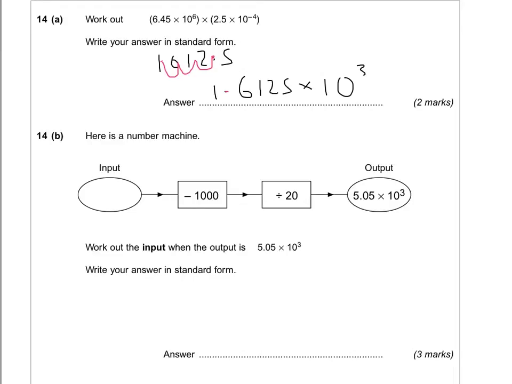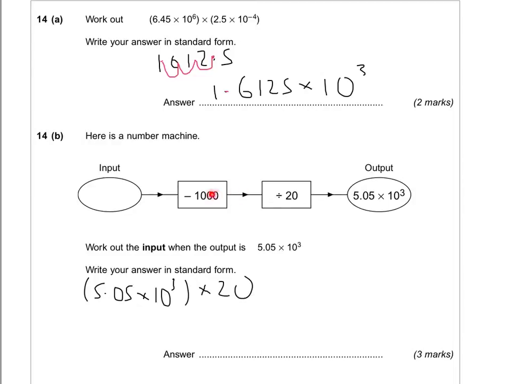14b is giving me a number machine. It's saying some input's been put in, you took away 1,000, divided by 20, and you ended up getting this answer here. So it's asking what was that input that gave me this output. So I'm going to run this machine in reverse. I've got 5.05 times 10 cubed. I'm starting with that number there. As I go backwards through this machine, instead of dividing by 20, I will times by 20.